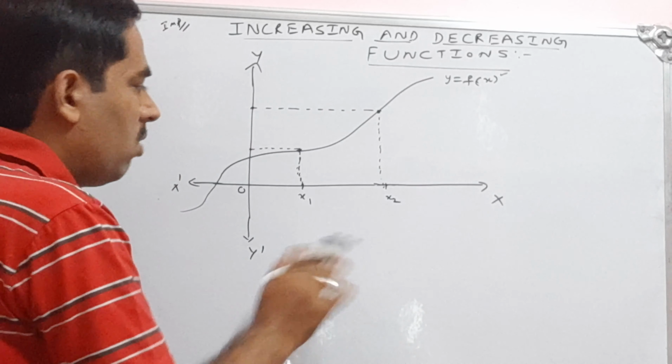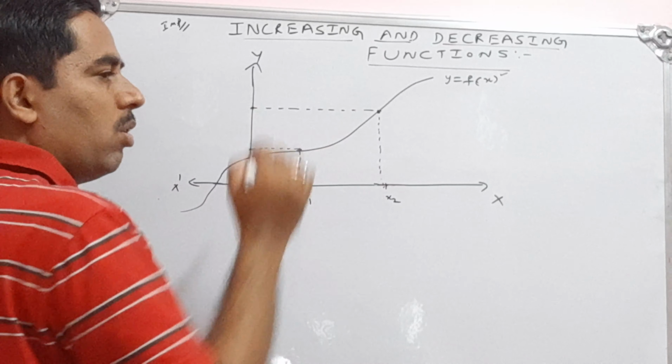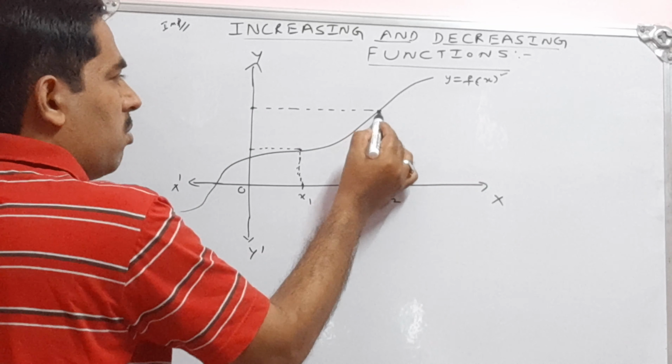I have considered two numbers x1 and x2 on the number line, on the x-axis. I have drawn a graph here. Observe the shape of the graph. Then I have marked 2 points on the graph, this one and this one. This is x1 and this is x2. These are the points on the x-axis. So what will be the points on the y-axis? These are the points on the y-axis.